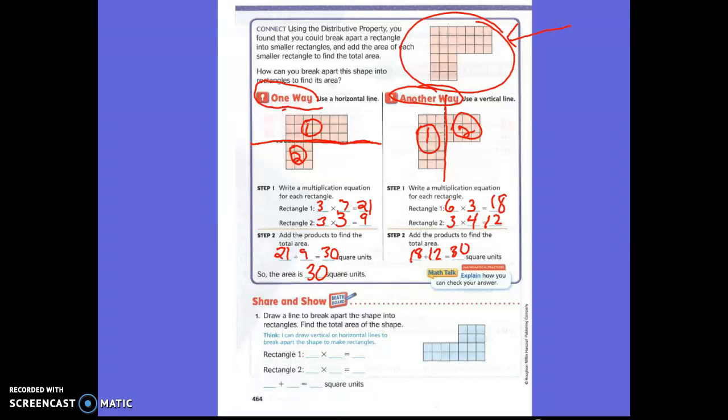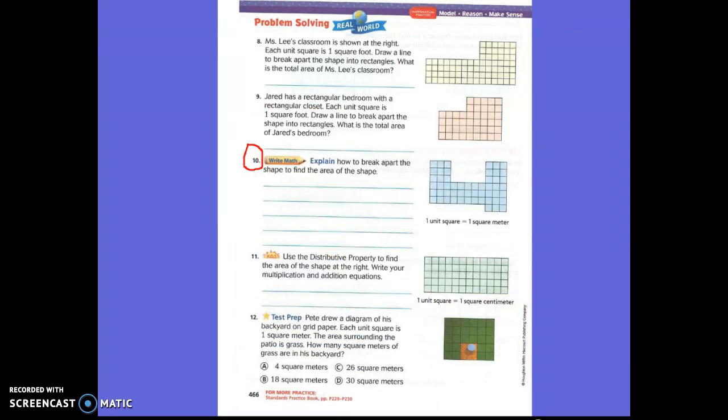Alright, so now it's share and show. Okay, boys and girls, we're going to do number 10 together. Let's explain how to break apart the shape to find the area of the shape. So tell me, what do I need to do? Tyson? Yeah, I need to break it apart. How many times? 5 times? 4 times? Okay, I could do that.